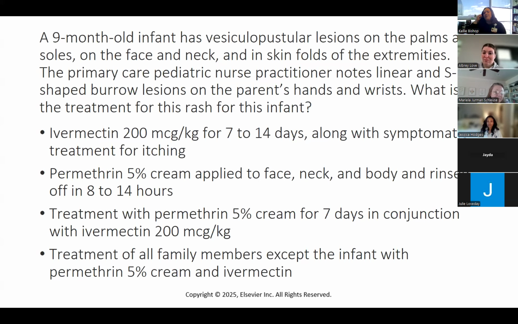A 9-month-old infant has vesiculopustular lesions on the palms and soles, on the face and neck, and in skin folds of the extremities. The PMP notes linear and S-shaped burrow lesions on the parents' hands and wrists. What is the treatment for this rash for this infant? Treatment with permethrin 5% cream for 7 days, along with ivermectin, or treat all family members except the infant with permethrin cream and ivermectin.